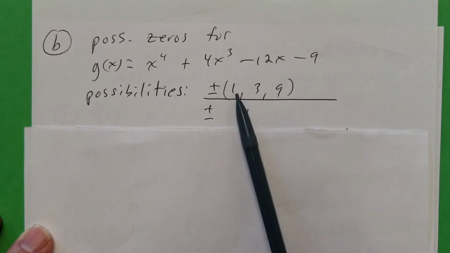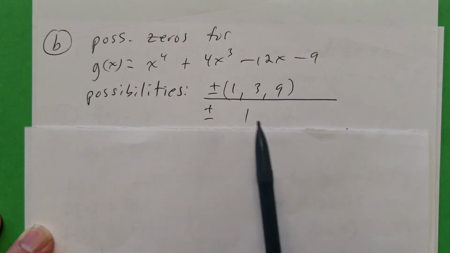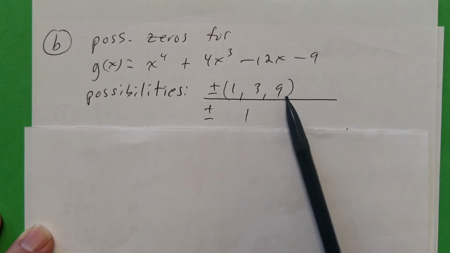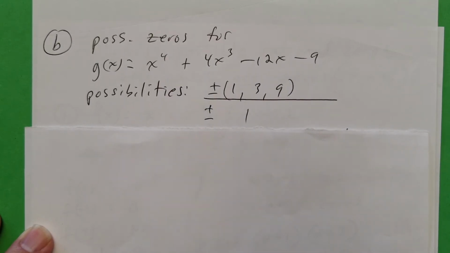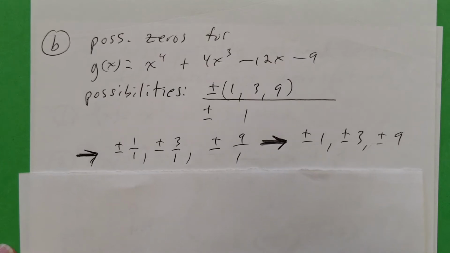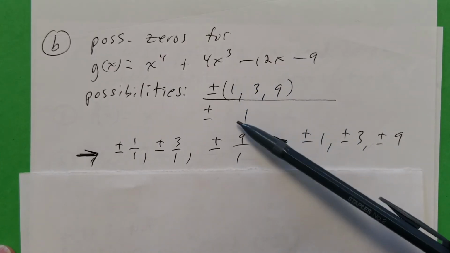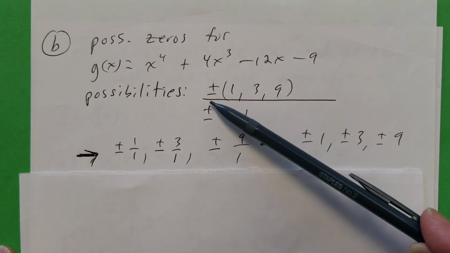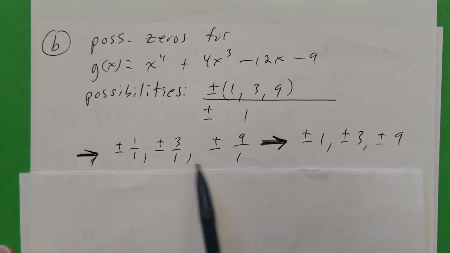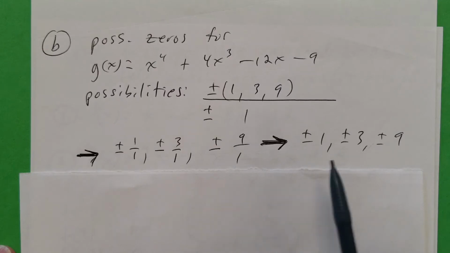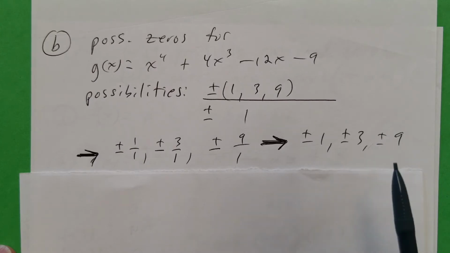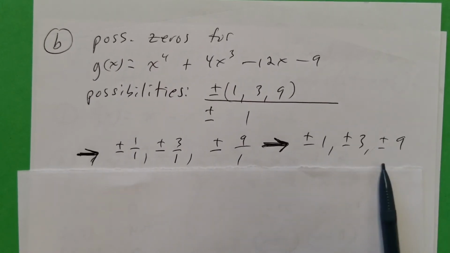The factors of 9 are 1, 3, 9. The factors of 1 are just 1. And now I take all the possible combinations of this over this with the positives and negatives. So I wrote them down here. You could have 1 over 1, which is 1, 3 over 1, which is 3, 9 over 1, which is 9. And you got to take the positive and the negative of each one of them, right? That's what I just said. So the possible zeros are 1, 3, 9, negative 1, negative 3, negative 9. 6 possible zeros.